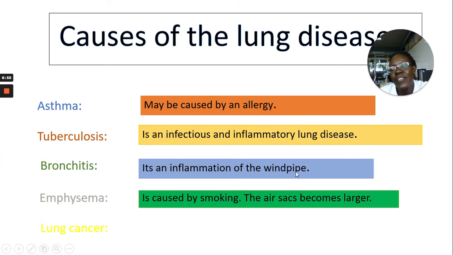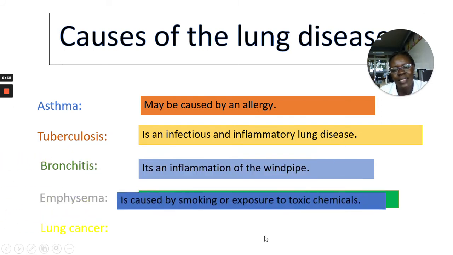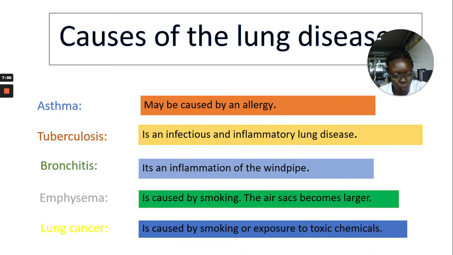Then we have lung cancer. Now lung cancer is also caused by smoking or exposure to toxic chemicals. Toxic chemicals are bad chemicals, okay? When you're exposed to bad chemicals from factories and stuff, you might get lung cancer. Also, smoking is not good.